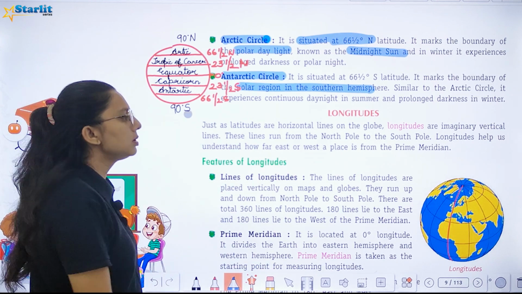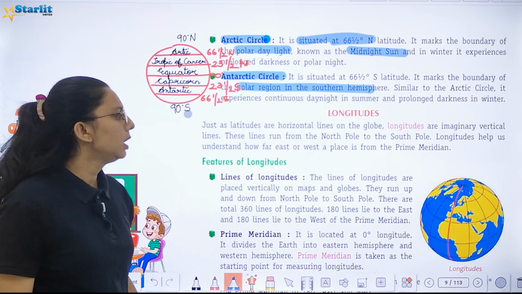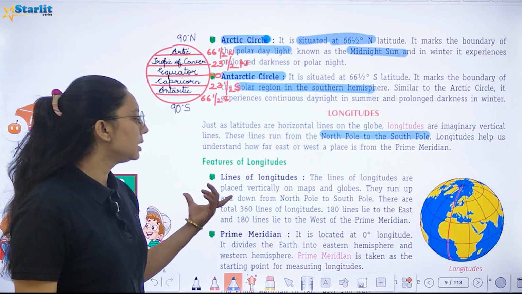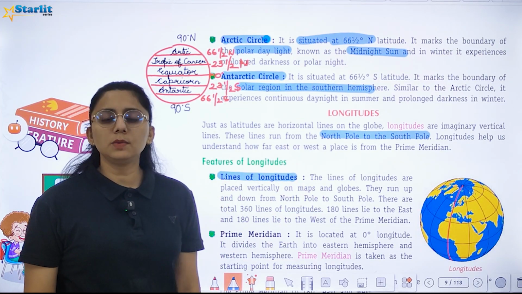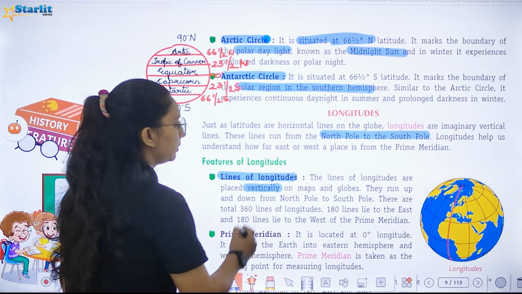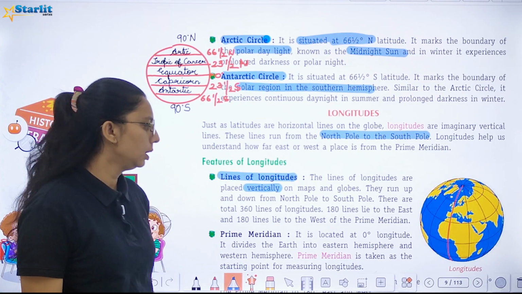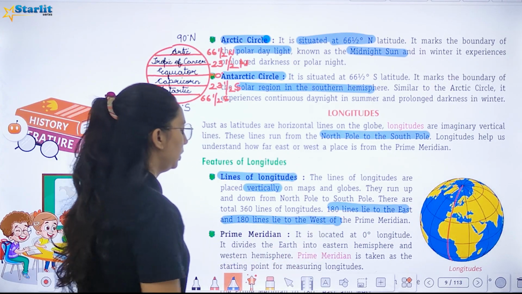So what are longitudes? Just as we draw horizontal lines, we draw these vertical lines. And these lines run from the North Pole to the South Pole. Now what are its features? Lines of longitude are lines which are placed vertically on the map. There are 180 lines that lie to the east and 180 to the west.